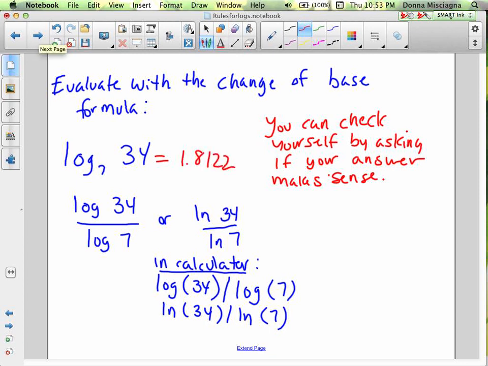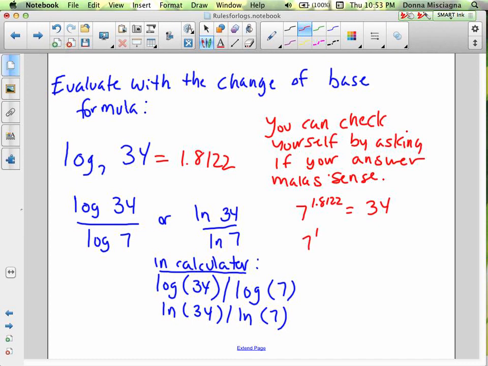All right, so now let's talk about, does that answer make sense? Let's think here. What that means is 7 to the 1.8122 power equals 34. Well, that's not a really nice number. 1.8122, and by the way, I included 4 decimal places. 4 decimal places is fine. This actually keeps on going.